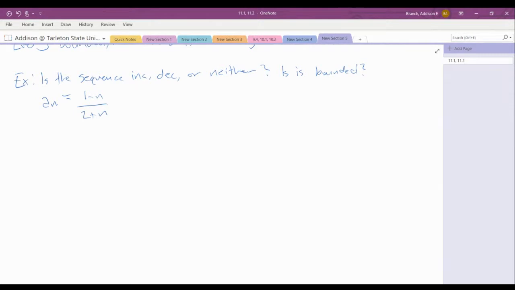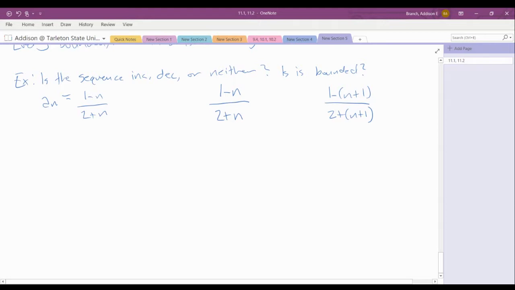One thing you can do is convert this to a function of x, and then just do the first derivative test. But in your book, it looks like they want you to try something a little bit different, and we're going to do that version instead. So they want you to compare your initial function, your a sub n, to a sub n plus 1. So we're going to have 1 minus n plus 1 over 2 plus n plus 1.